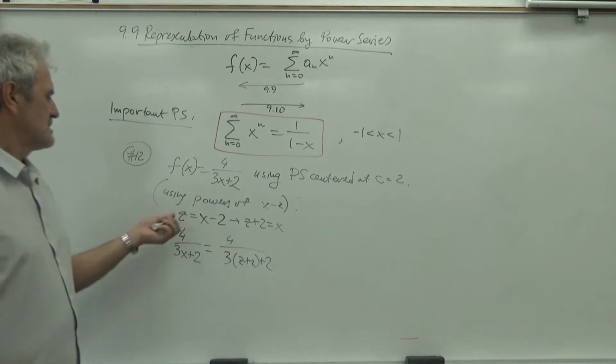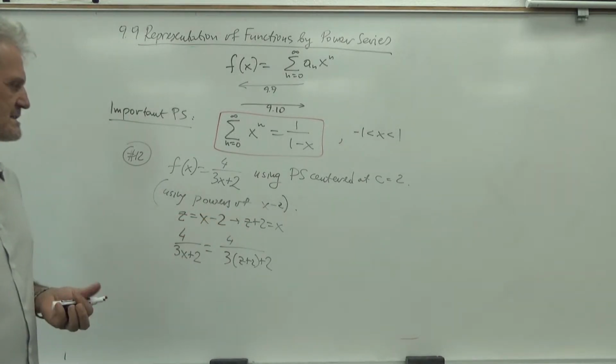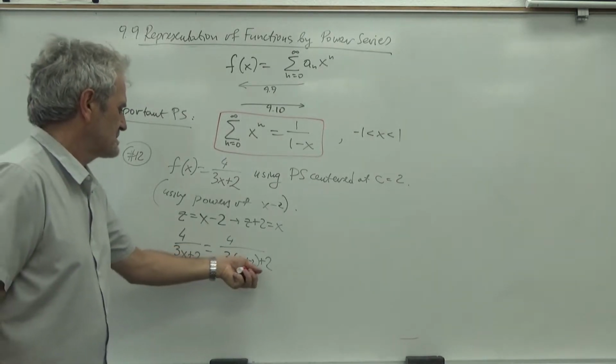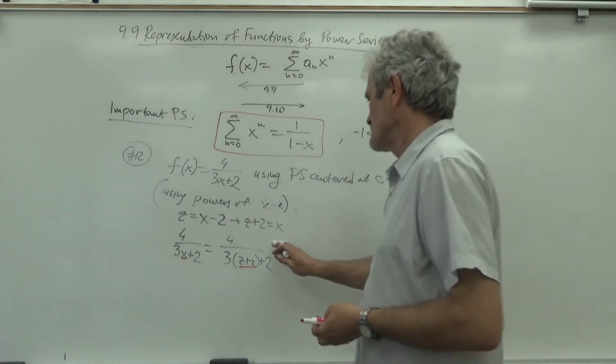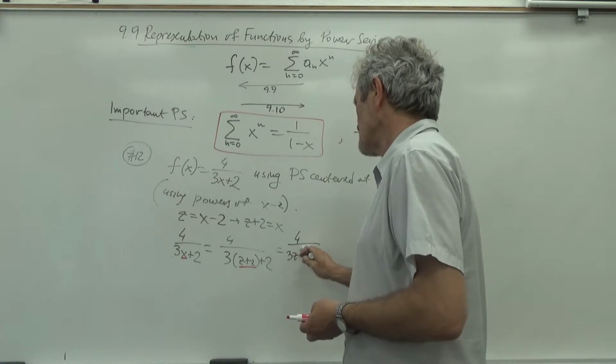So we traded. We wanted z to represent x minus 2, so I can solve for x. X is z plus 2. We plugged in z plus 2 instead of x. So here's the expression in z terms. So what would that be? It is 4 over 3z plus 8.